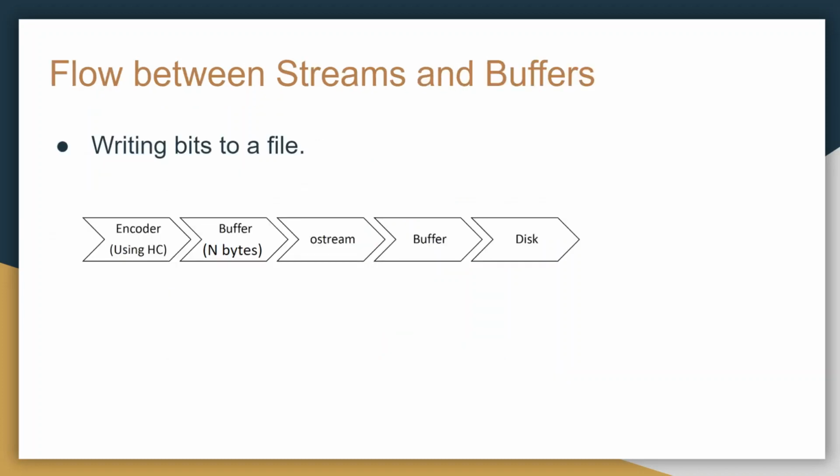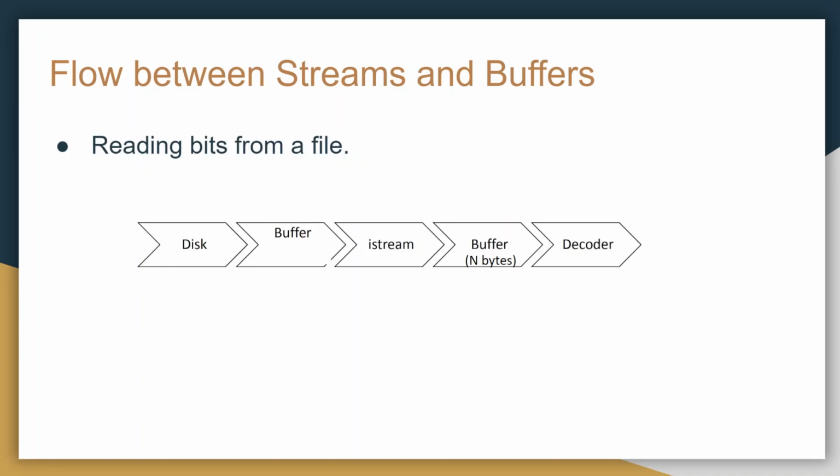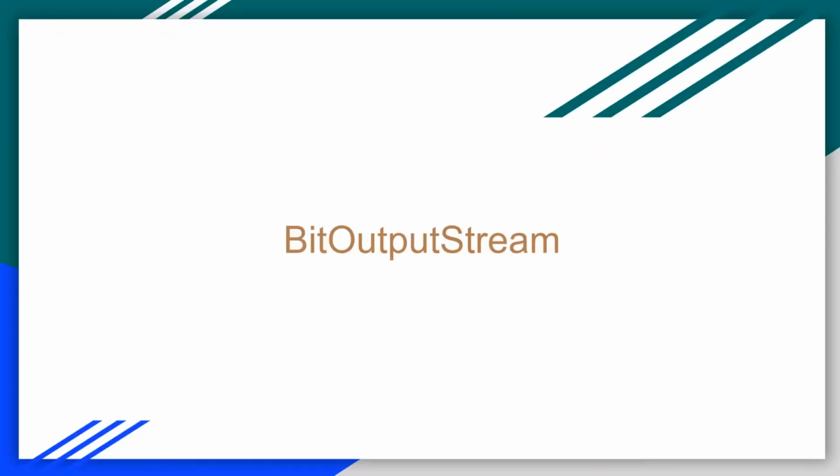So, the flow between streams and buffers. Writing bits to a file, it'll be the encoder to the buffer to OStream, buffer, and then disk. The in-between buffer is the buffer that we created. So encoder, our buffer, etc. And then for reading bits from a file, it will be the opposite direction. This is just another visualization for you to try to understand it. Okay, so now let's look at BitOutputStream.